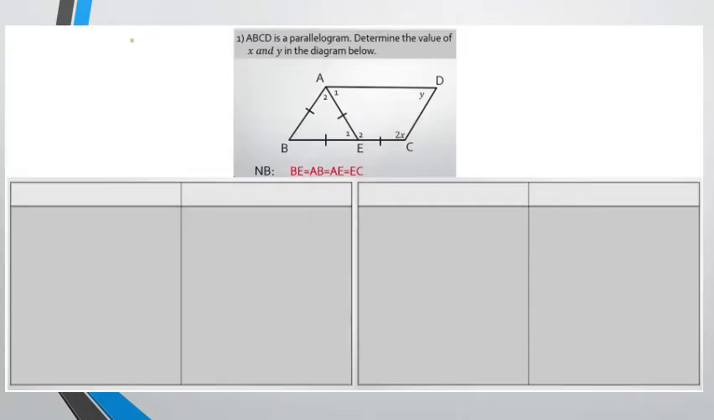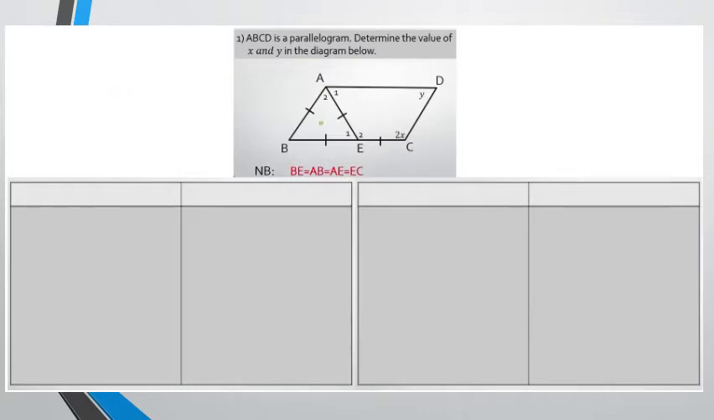Welcome to lesson 7.2, and let's look at the answers. Some of you may sit there and say, "Sir, I think my teacher doesn't like me because he gave us such difficult calculations." But guys, let's have a look and see how we're going to do these calculations.